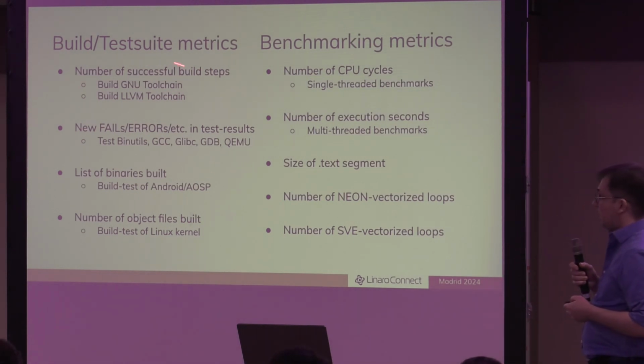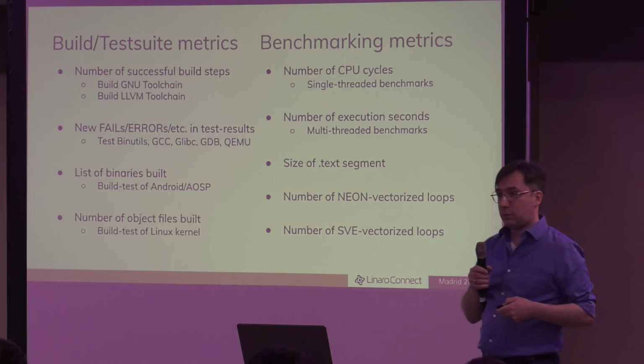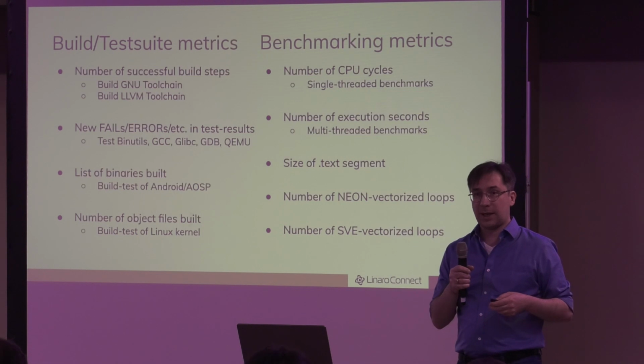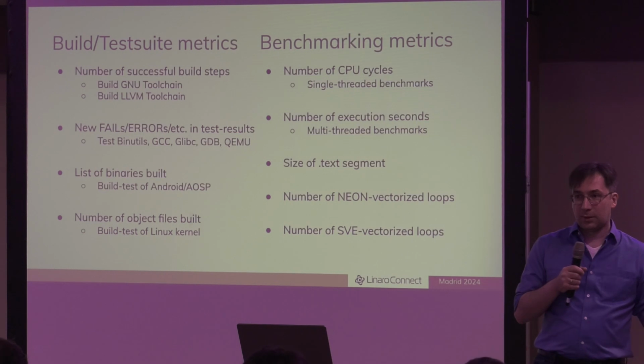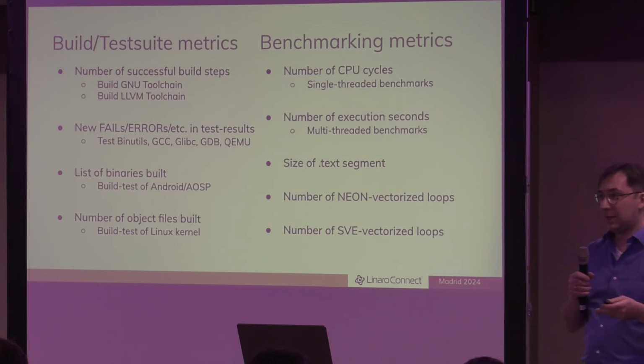Number of successful build steps. This is just how much of the project you can build. New failures in the test results. How many binaries were built. For example, when you are building a distro or Android, you can detect when, before the patch, you could build a given component of Android, and after the patch it doesn't build for whatever reason. And number of object files built. This is the very first metric that we started this project with.